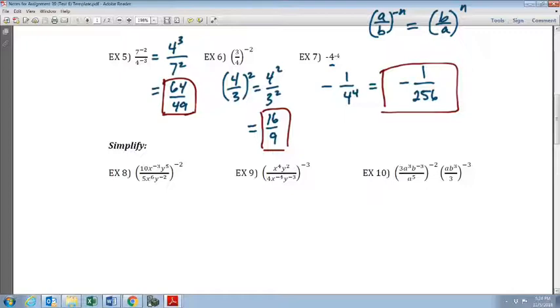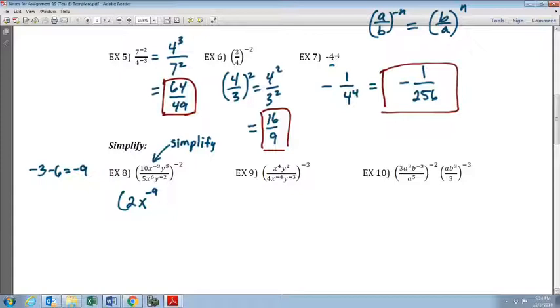All right, number 8. Looks kind of complicated, but if you look inside the parentheses, it looks like there's some stuff we could simplify. We could just take everything to the negative 2 power, but it's going to be a lot easier if we simplify inside the parentheses first, which we can easily do. 10 divided by 5, that's going to give me 2. X to the negative 3 over x to the 6th, well, we're just going to use the quotient rule. Now be careful when you subtract the exponents. This is negative 3 minus 6, which gives you negative 9, so this is x to the negative 9.